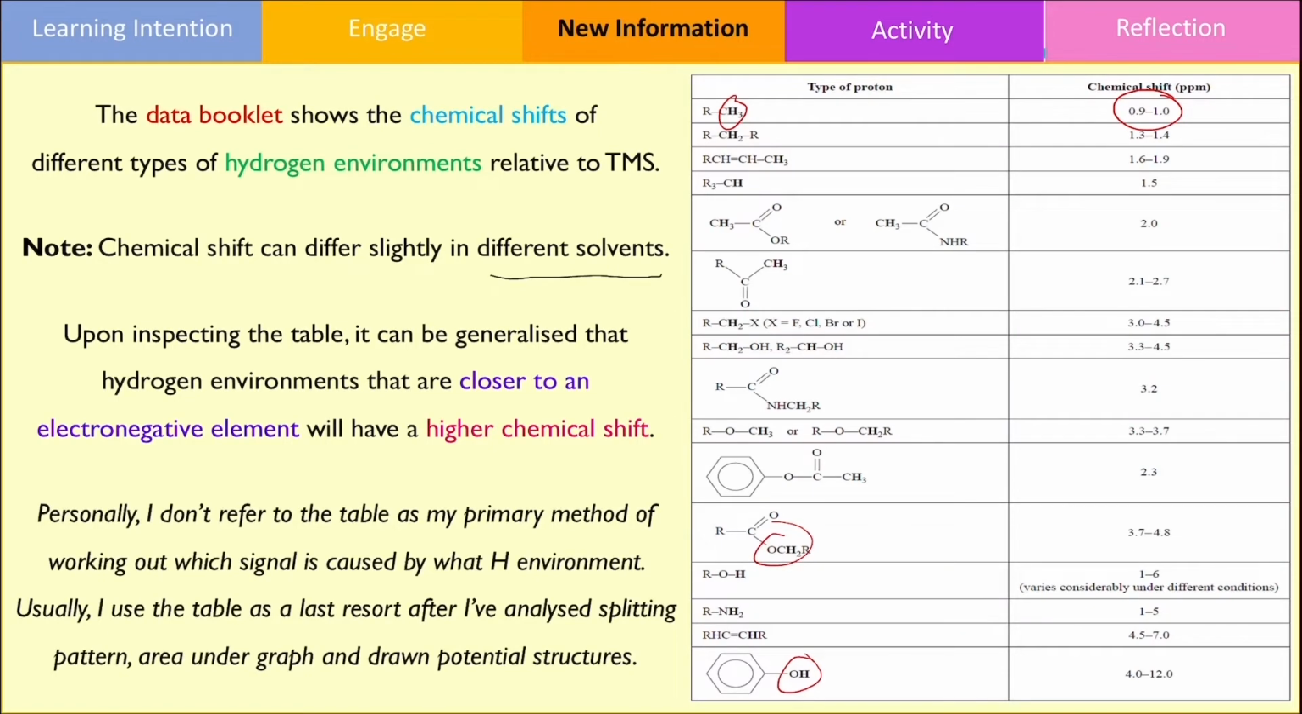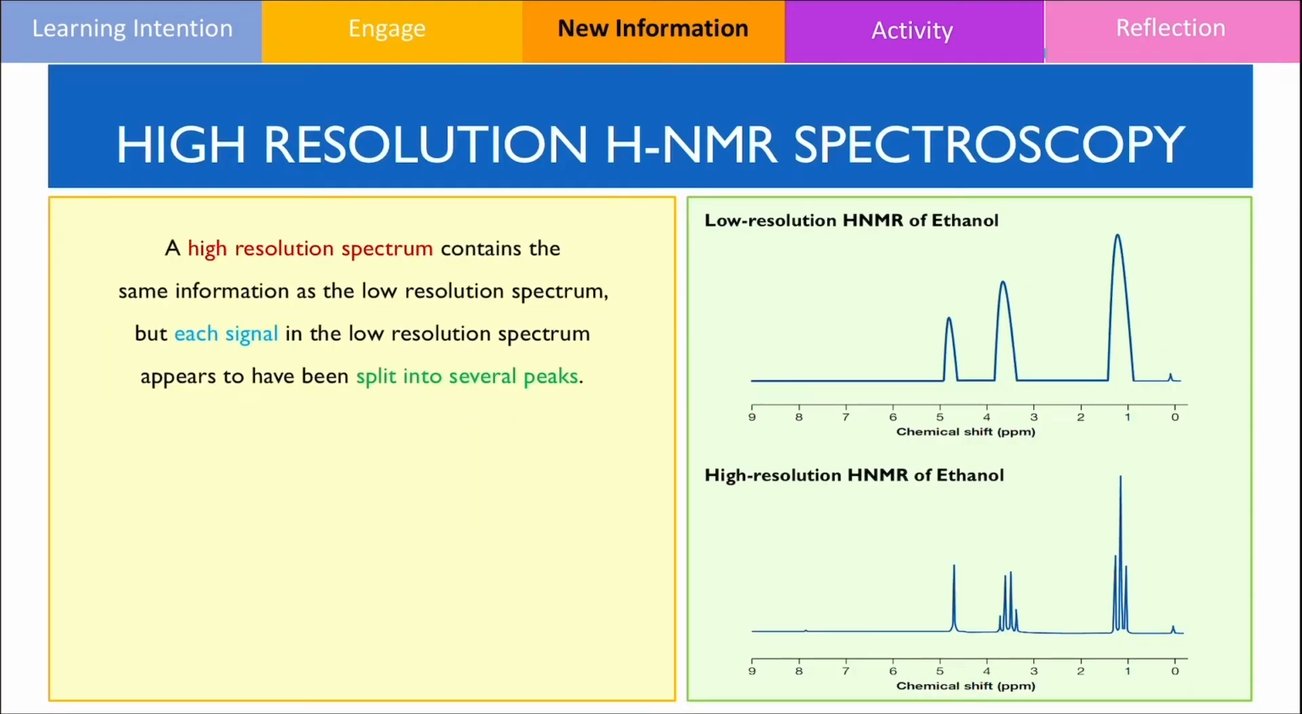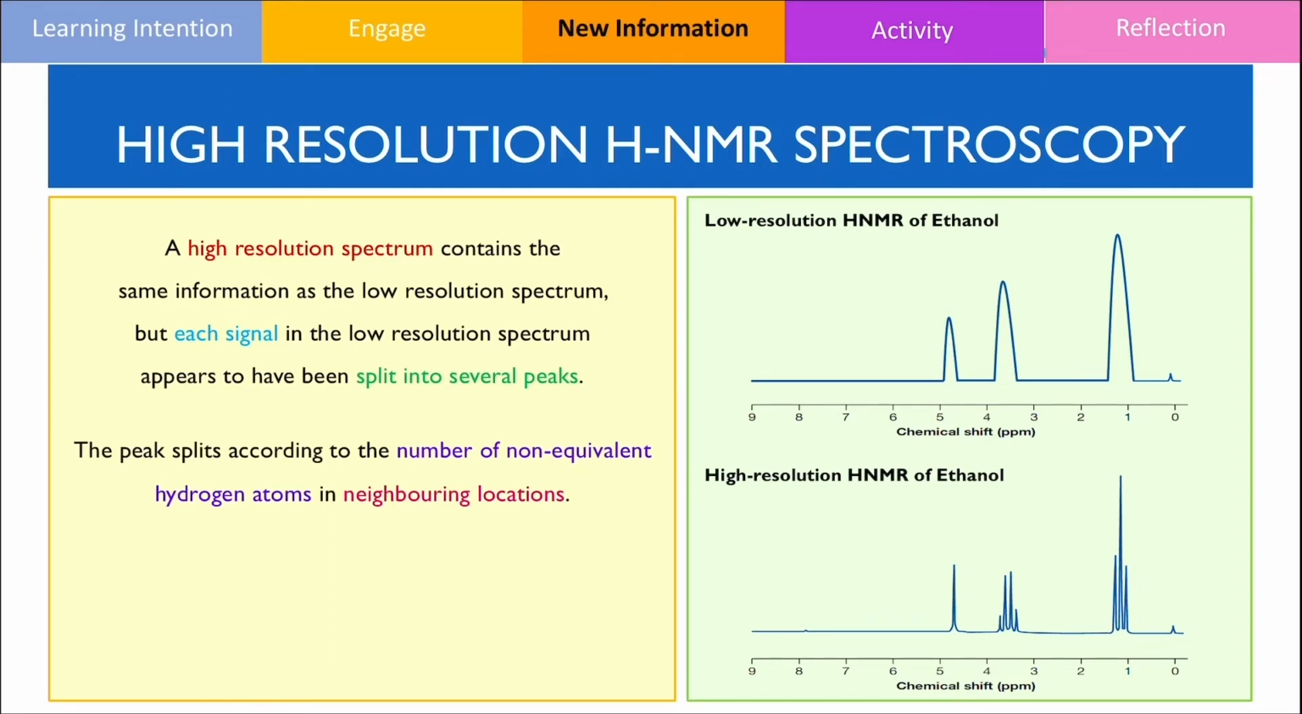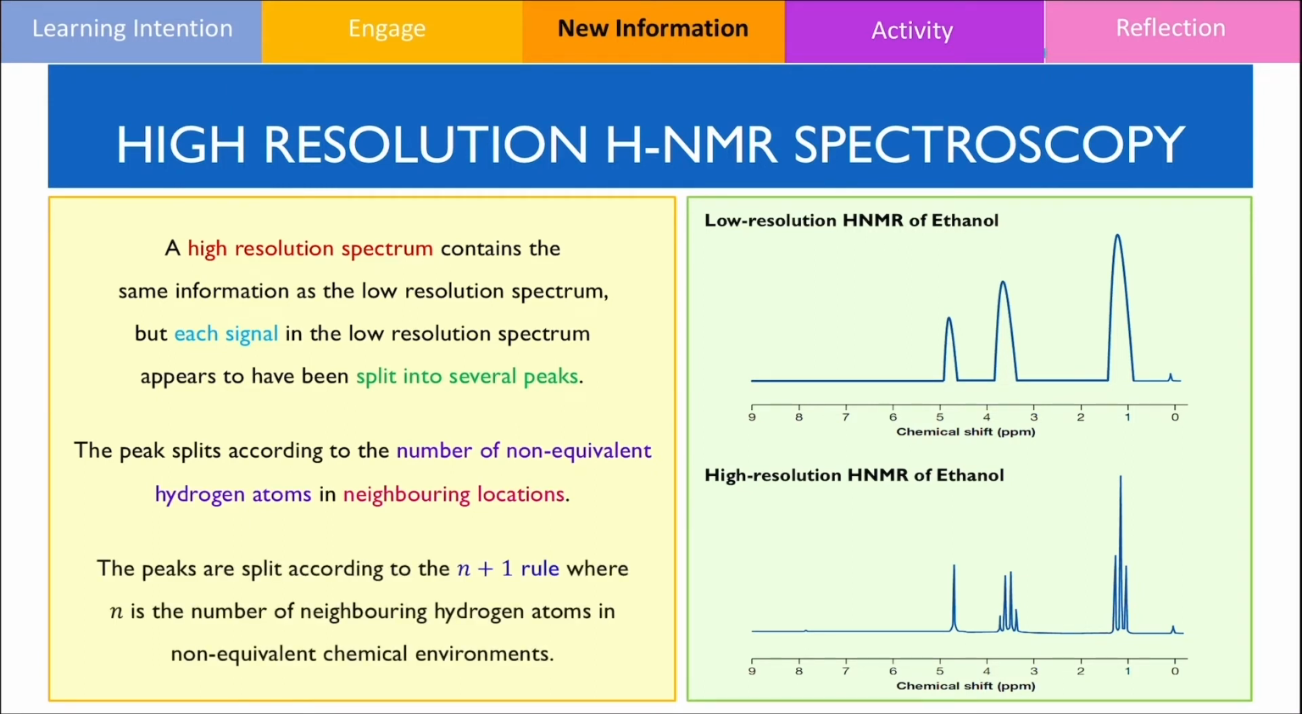Let's now look at high-resolution HNMR spectroscopy. A high-resolution spectrum contains the exact same information as a low-resolution spectrum, but each signal in the low-resolution spectrum appears to have been split into several peaks. The number of splits in a signal corresponds to the number of non-equivalent hydrogen atoms that are found on the neighboring carbon atom. We can predict the splitting pattern by using the n+1 rule, where n is the number of neighboring hydrogens in non-equivalent hydrogen environments.